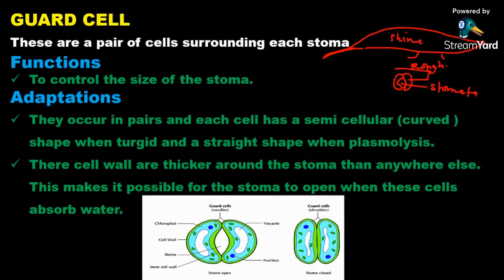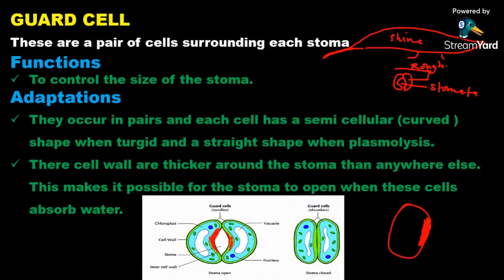Okay, we are going to discuss that as we start looking at transport in plants. Their cell walls are thick around the stoma. As you can see, the cell wall is the outer part. Each plant cell has a cell wall outside. Now we are saying they are thick around the stoma, which means around this part where they open. And what is the reason? It makes it possible for the stoma to open when these cells absorb water.